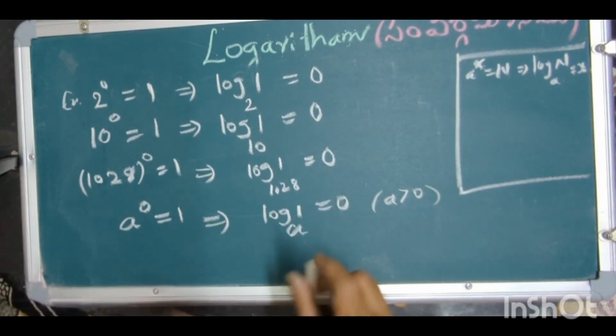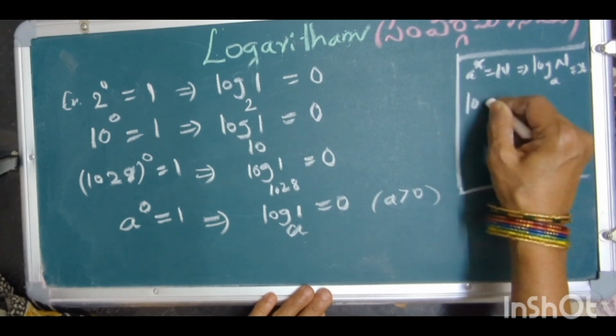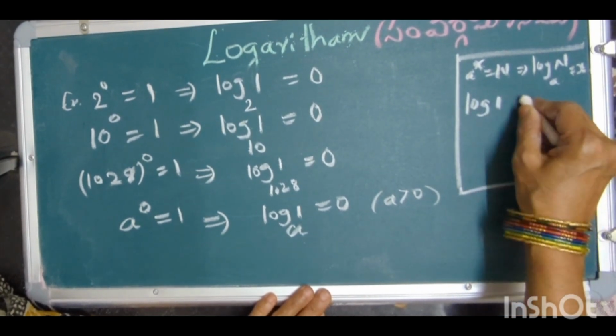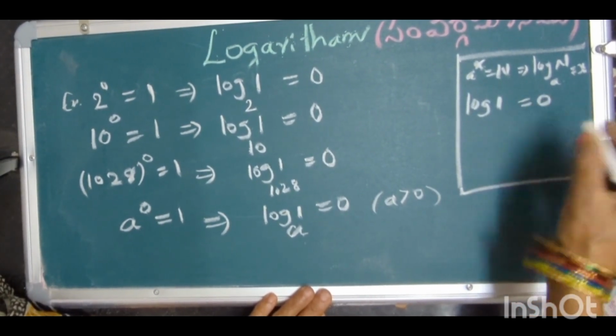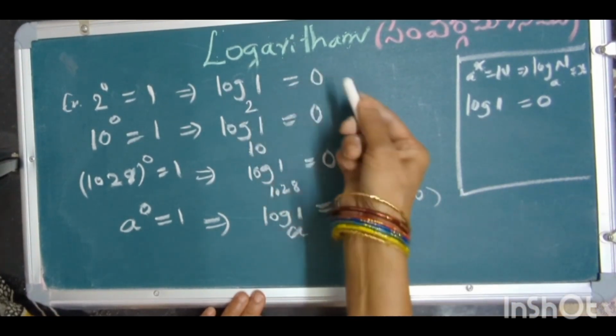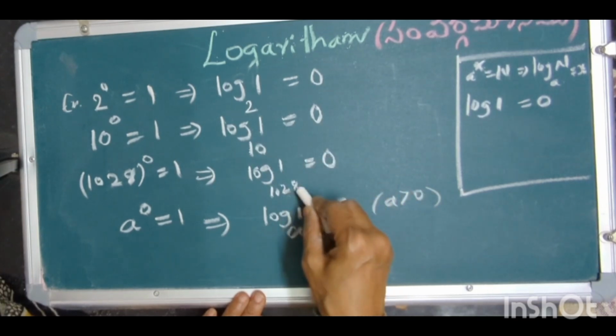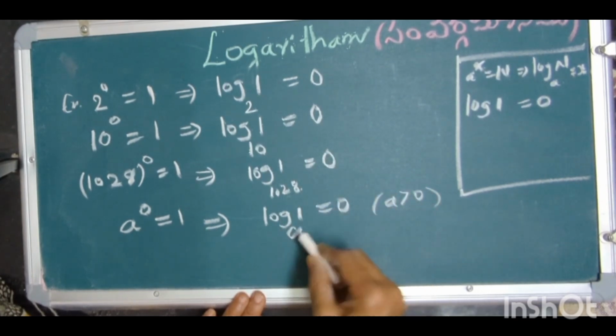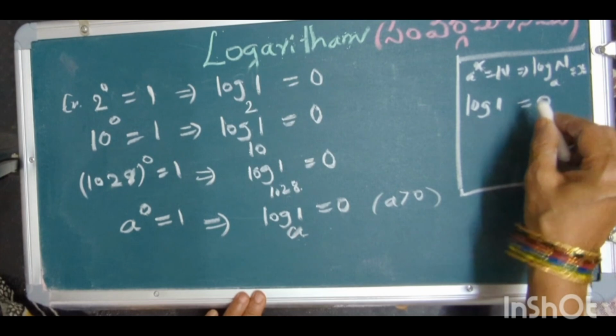So this is, log 1 is equal to 0 of any base. Here base is 2, then 0, base is 10, then 0, base is 1028, itself 0, base is a, then 0. In generalized, log 1 is equal to 0.